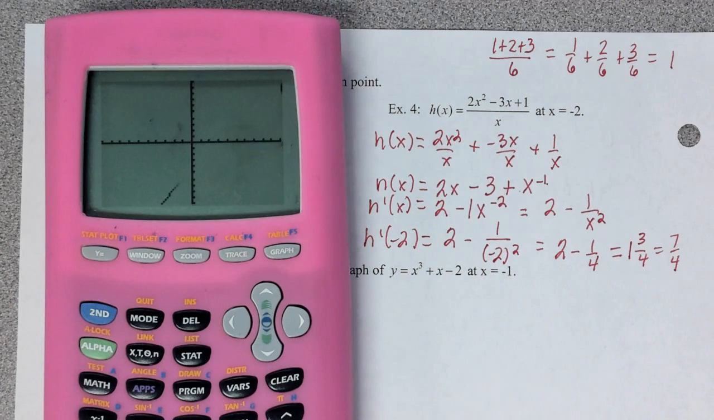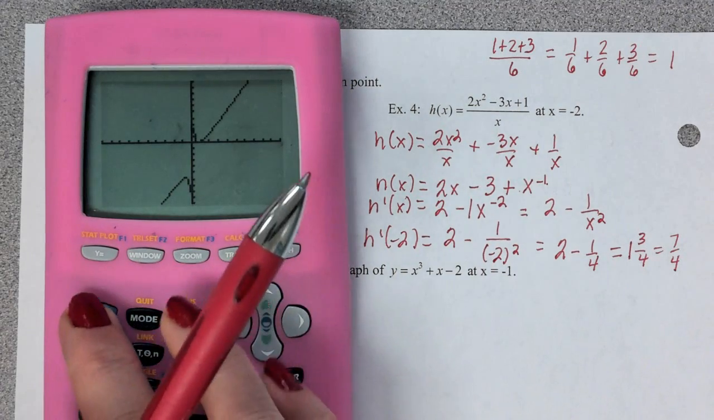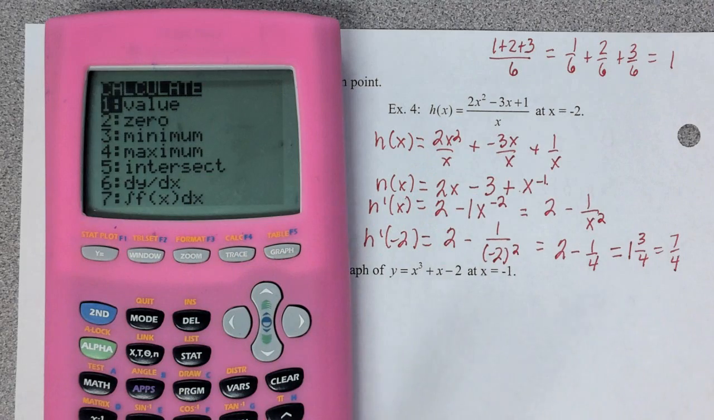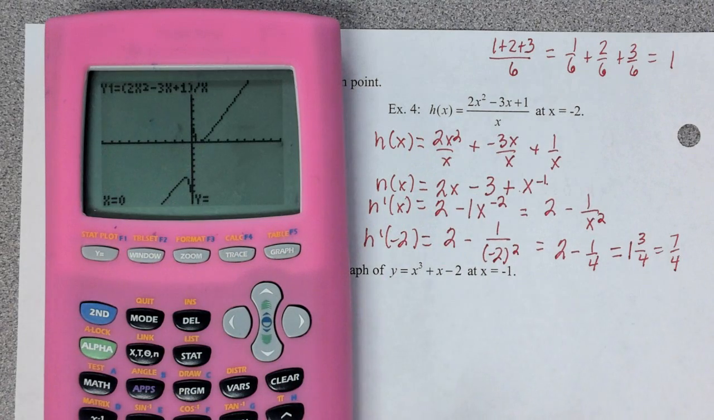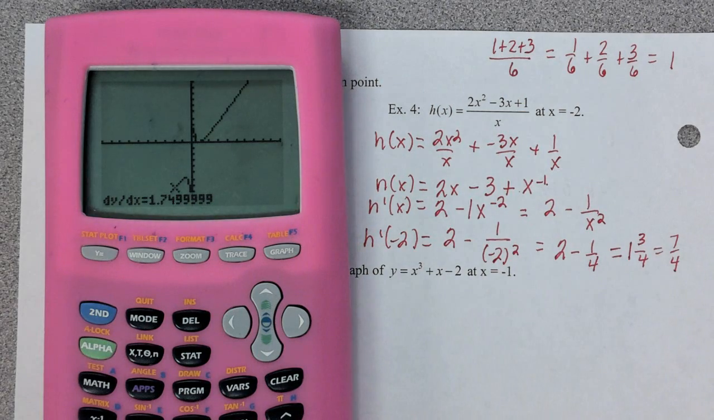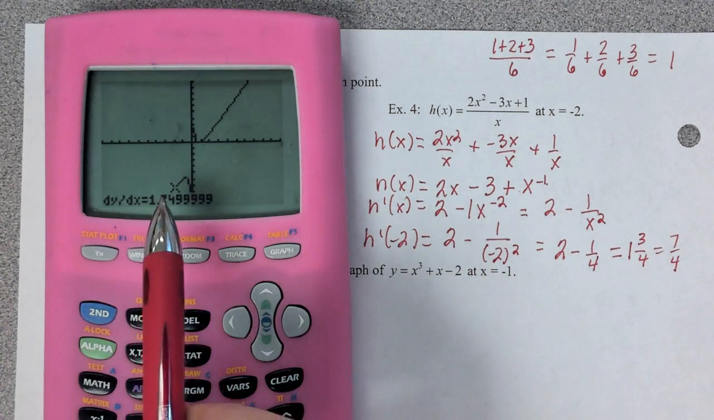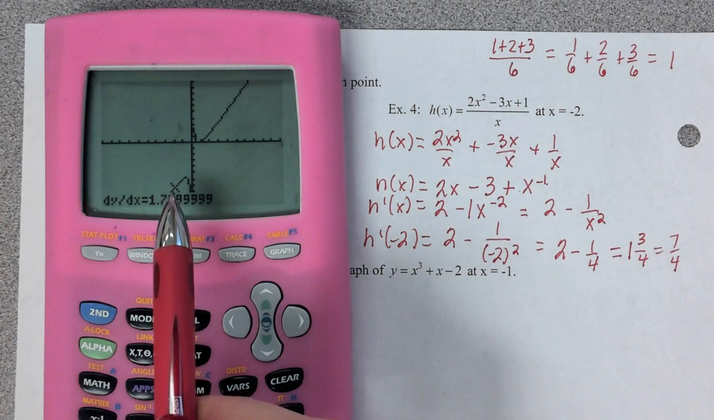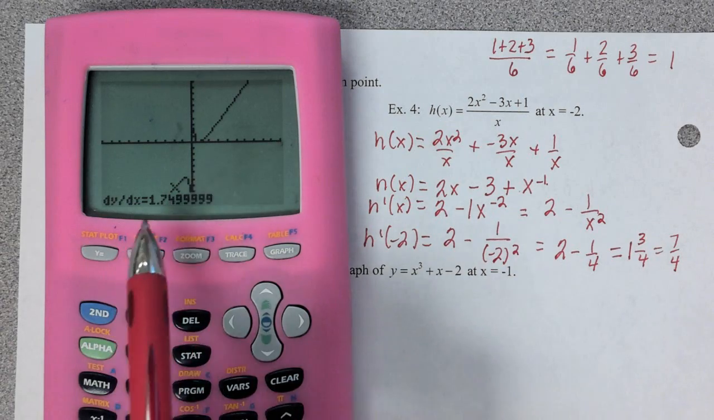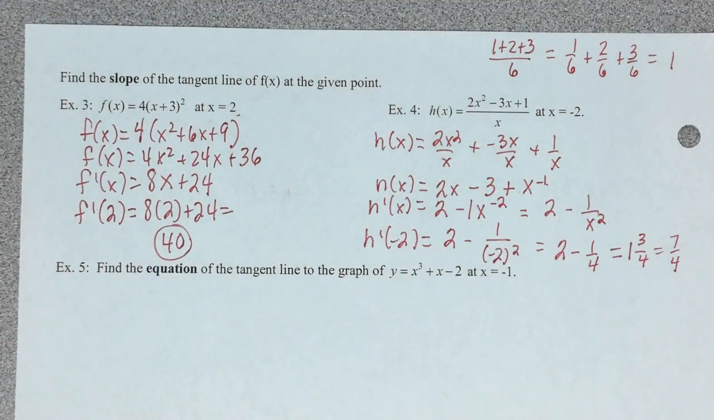So now I'm going to graph it. I go to second trace. I go down to my dy dx, which is number 6. I put in negative 2, and it tells me it's 1.74999. Does that support the fact that we got 1 and 3/4? Which answer is better, 1.74999 or 1 and 3/4? 1 and 3/4 is the exact slope. The calculator can't use calculus to find the slope. It's literally trying to measure the pixels. It's not going to be able to be exact. This is just to support our answer.